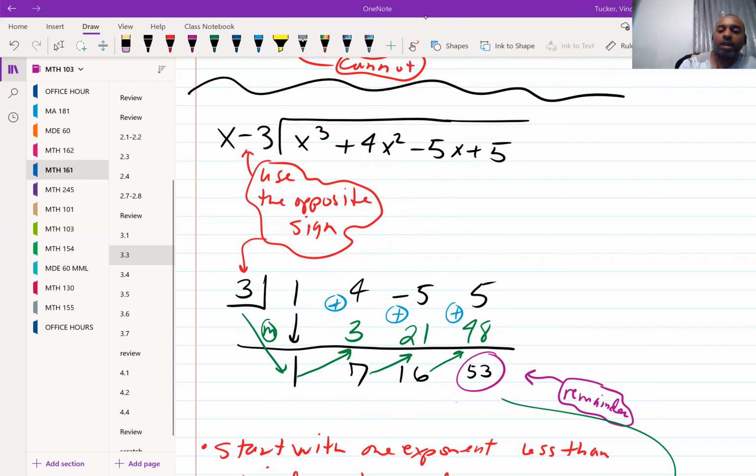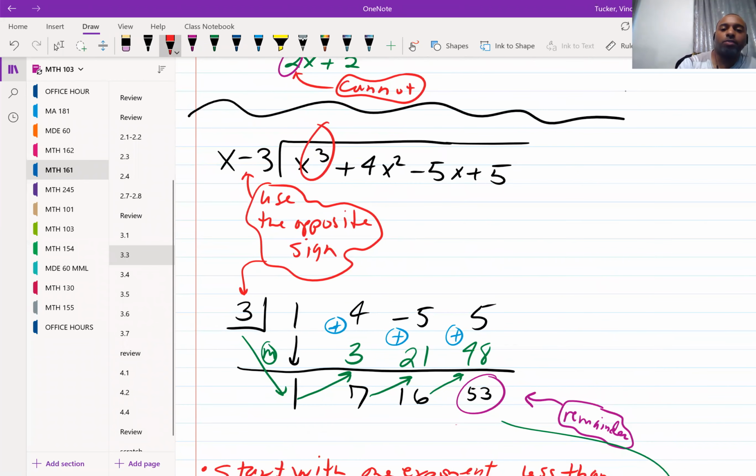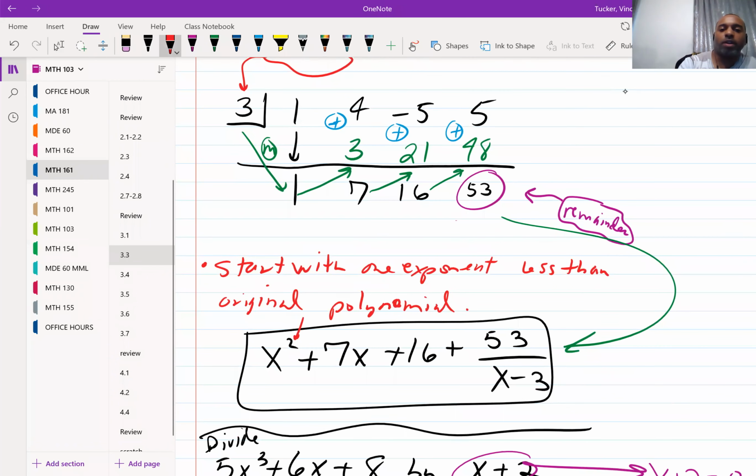All right, notice I wrote here in purple that that last digit is always going to be your remainder. That last part of the process. So we have these numbers down here, 1, 7, 16, 53. That last number will be your remainder. And notice I wrote in red, you start with one exponent less than the original polynomial. We had originally x cubed, so we start with x squared and we use all of these and write them here.